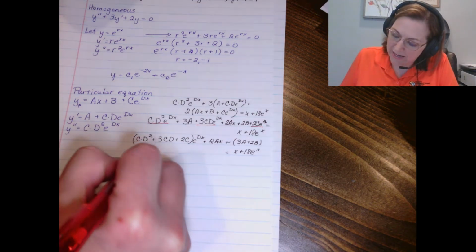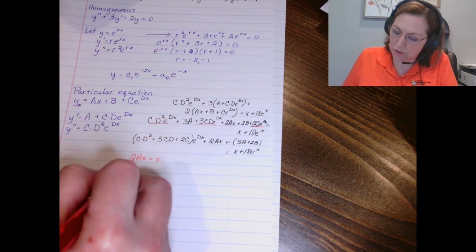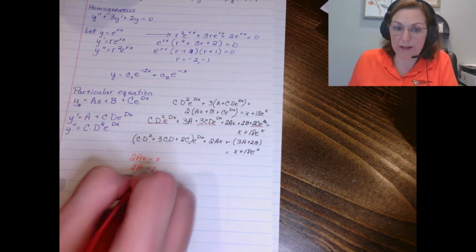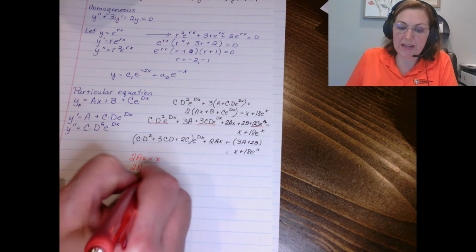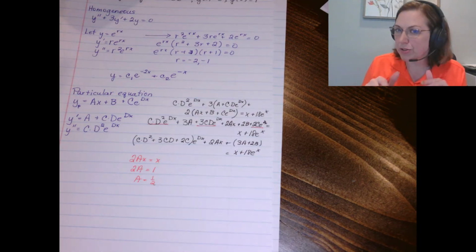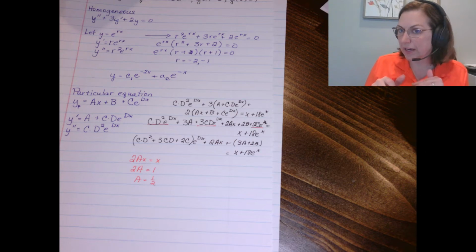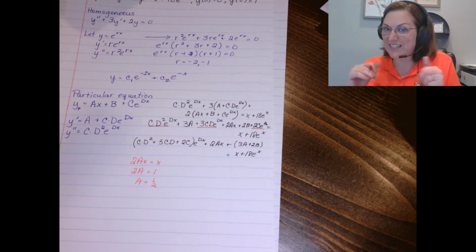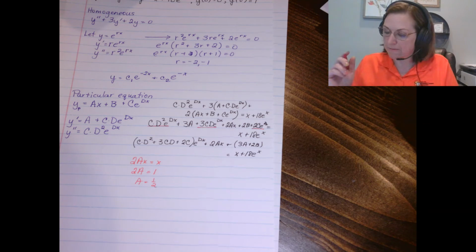So I've got 2ax has to equal x. So 2a has to equal 1. So a's got to be a half. Think of this a lot like you do partial fractions when you're getting ready to integrate, where you have to find a, b, c, and d. It's kind of the same approach. Okay.